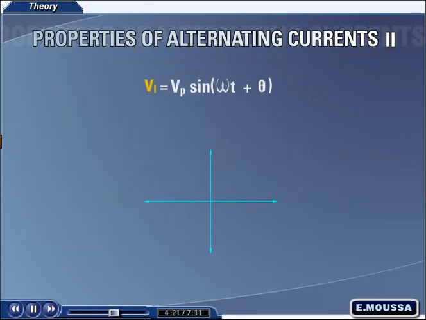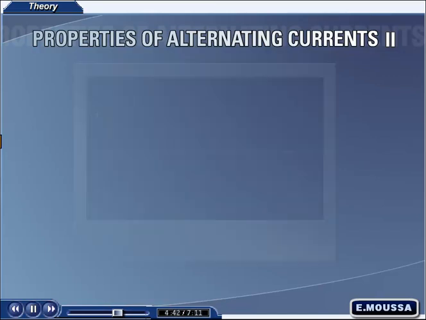As stated earlier, the magnitude of a sinusoidal voltage is given by the equation Vi equals Vp sine (omega t plus theta). This formula can be represented as Vi equals Vp at angle theta, where angle theta is the phase angle between this voltage and another sinusoidal waveform of the same frequency, for instance the current.